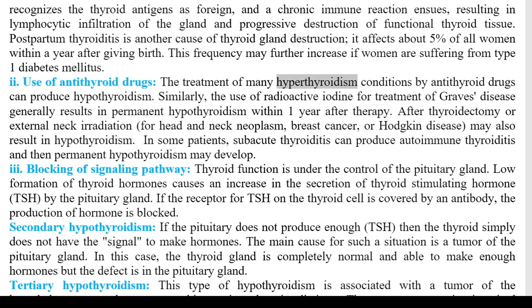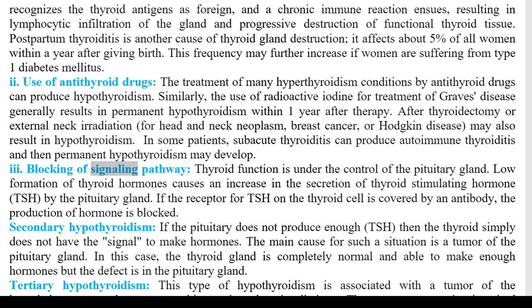The treatment of many hyperthyroidism conditions by antithyroid drugs can produce hypothyroidism. Similarly, the use of radioactive iodine for treatment of Graves' disease generally results in permanent hypothyroidism within 1 year after therapy. Thyroidectomy or external neck irradiation, for forehead and neck neoplasm, breast cancer, or Hodgkin disease, may also result in hypothyroidism. In some patients, subacute thyroiditis can produce autoimmune thyroiditis and then permanent hypothyroidism may develop.